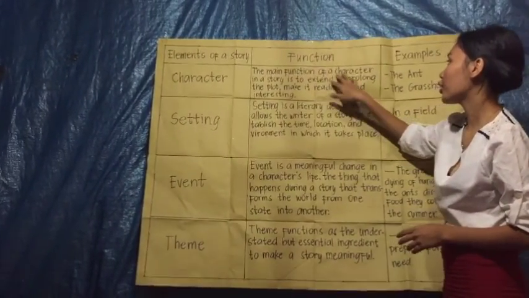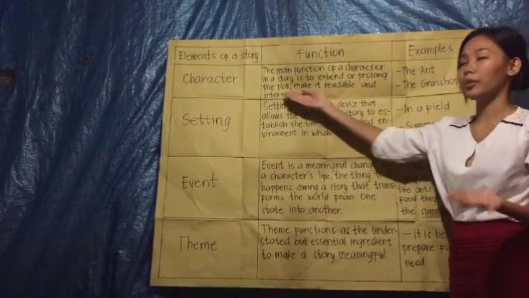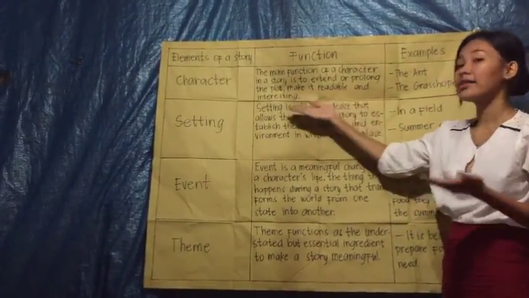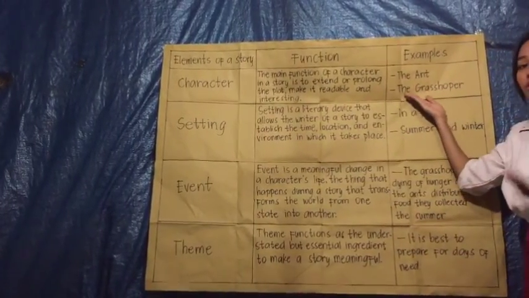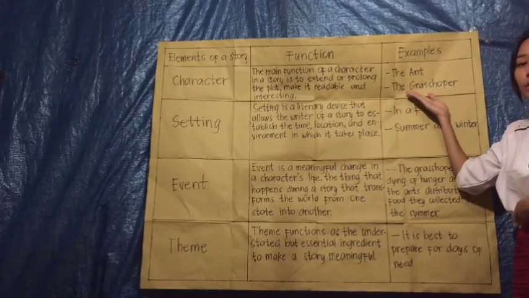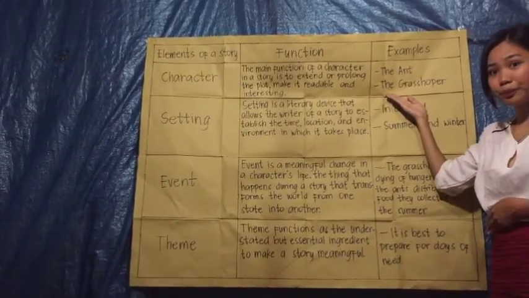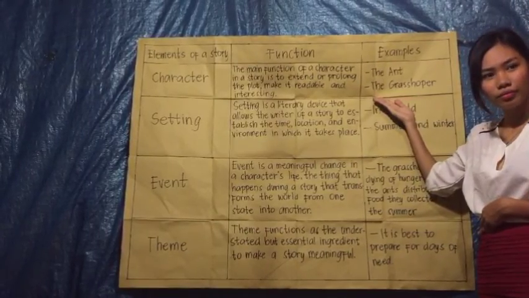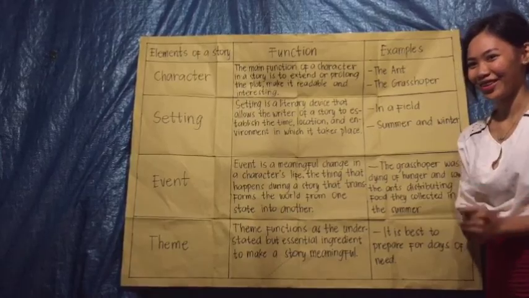What is the function of a character? The main function of a character in a story is to extend or prolong the plot, and make it readable and interesting. For example, from the story of the ant and the grasshopper, what are the ant and the grasshopper? Very good. They are the characters in the story.